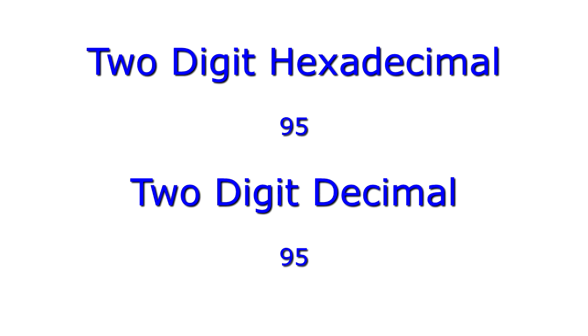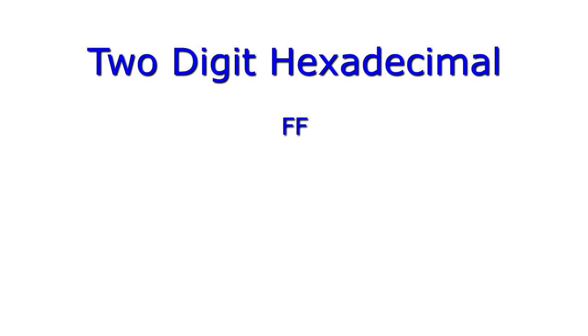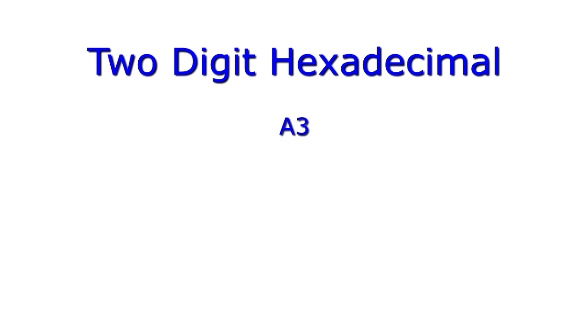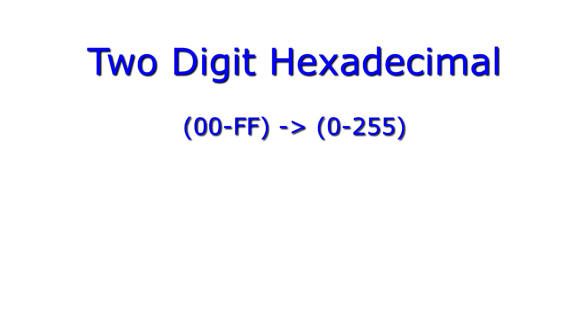For colors, we use a 2-digit hexadecimal specification. The first digit represents a multiple of 16, much like it represents a multiple of 10 in decimal. The highest 2-digit hexadecimal number is FF, which is 15 times 16 plus 15, or 255. For example, the value A3 in hexadecimal is 10 times 16 plus 3, which equals 163. With 2 hexadecimal digits, we can represent the values 0 through 255, or 256 different values.